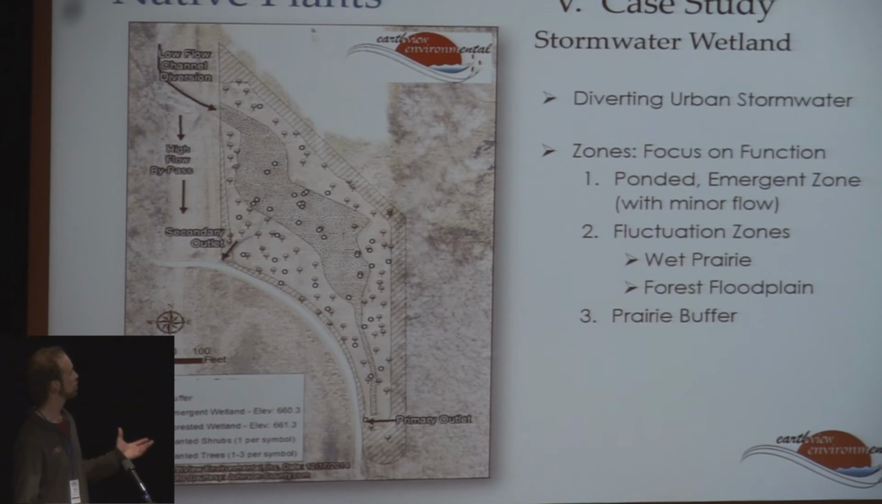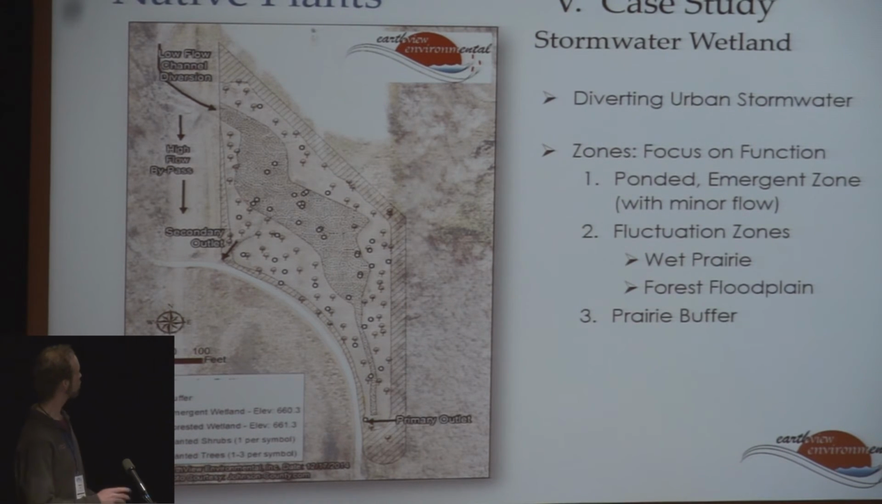So we've got zones in this area. We've got kind of an emergent ponded zone with some flow in the middle where you might have one type of planting. And we've got fluctuations. We've got a wet prairie and a forested floodplain area along the edges where we have some fluctuation and where we generally have continuous saturation.